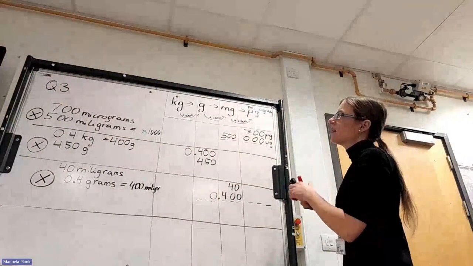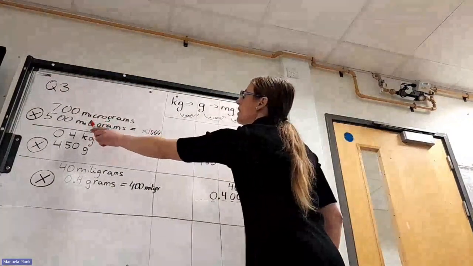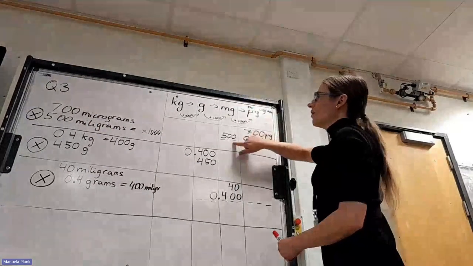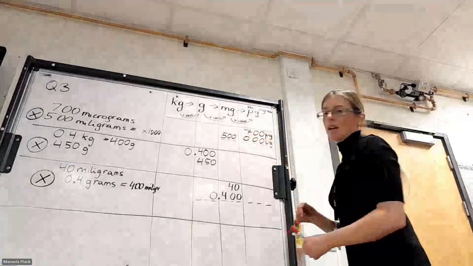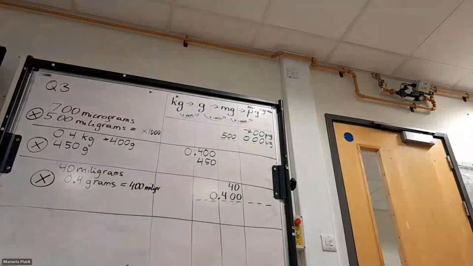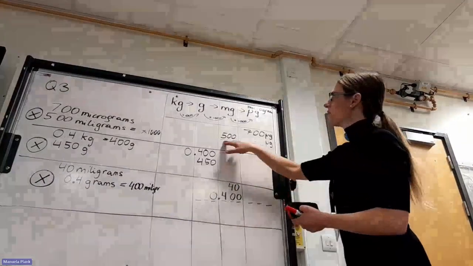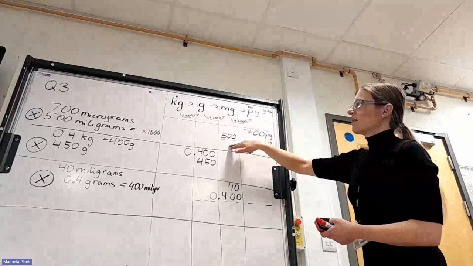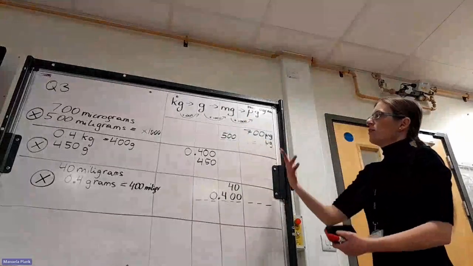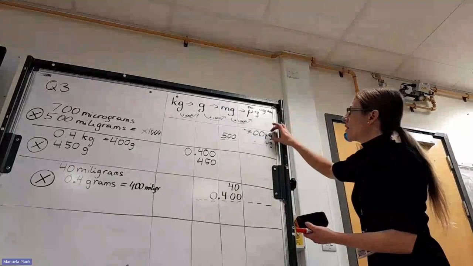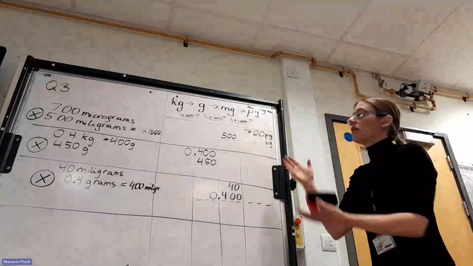In order to do that, we need to check where is the milligram section. Here is the milligram section. So we put in 500. So these are 500 milligrams. But in order to compare those two, because now we have one section here and one section here, we can't compare it. What is bigger?